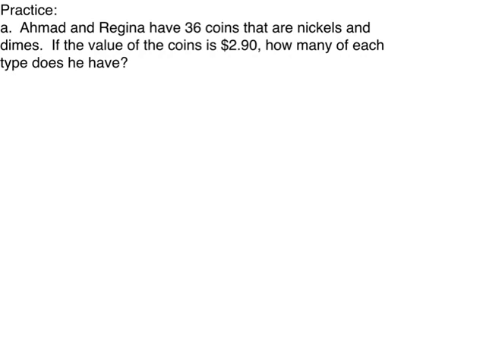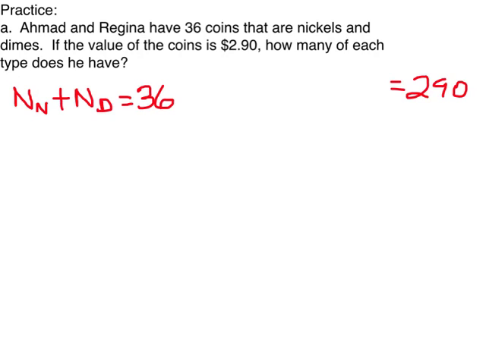Ahmad and Regina have 36 coins that are nickels and dimes. So right now I know that they have number of nickels plus number of dimes equals 36. All right, now I've got to have a value equation too. The value of the coins is $2.90. So I'm going to attach value here, 5 times the number of nickels plus 10 times the number of dimes is $2.90.